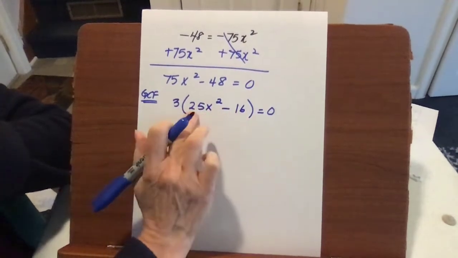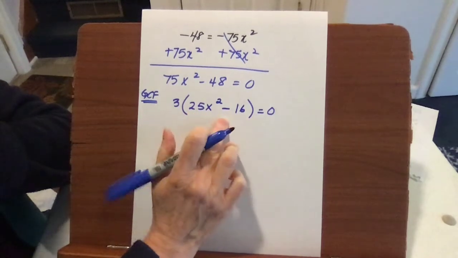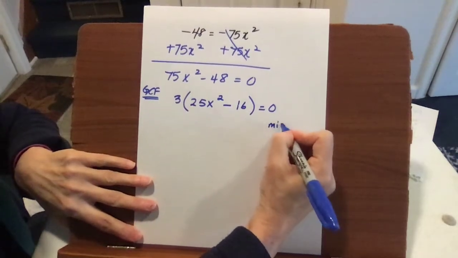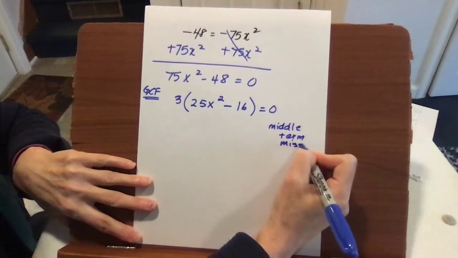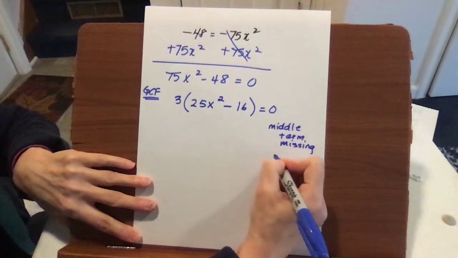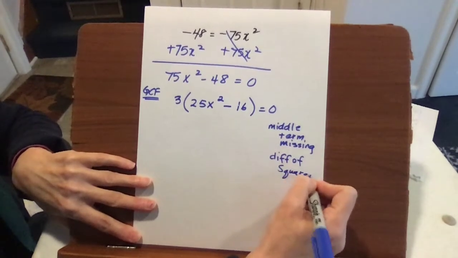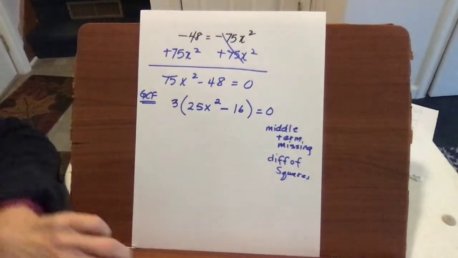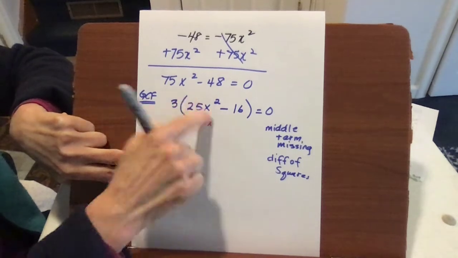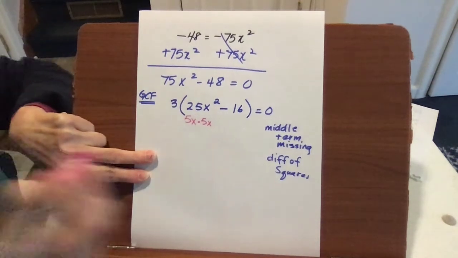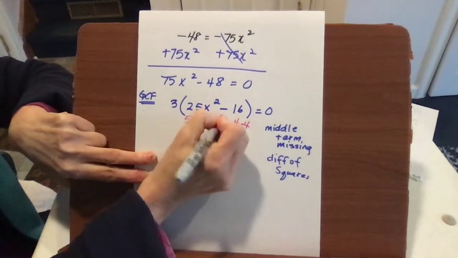And here, because these numbers are pretty large, 25 and 16, I would really look and say, hey, listen, I'm missing my middle term. Middle term is gone. And because it's missing, I want to look for a difference of squares. That's what I'm questioning. Difference of squares? And the reality is, yeah, it could be 25. This will break into 5 times 5, so this would be 5x times 5x because it's x squared also, right? It's 25x squared. 16 is 4 times 4. And this is the difference.